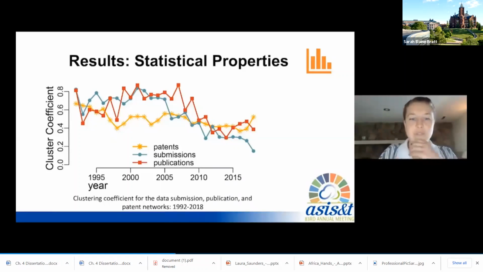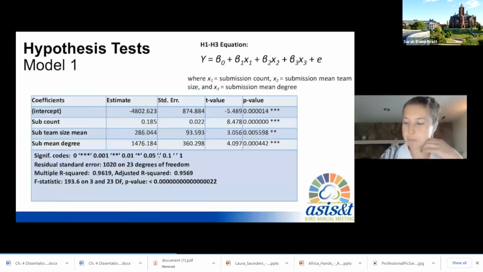So these lower levels actually come into play, and we wanted to see how that relates to patent production, especially in the relationship between the data collaboration and the publication network. So, right into the findings here. We had some hypothesis tests, and these are our findings.